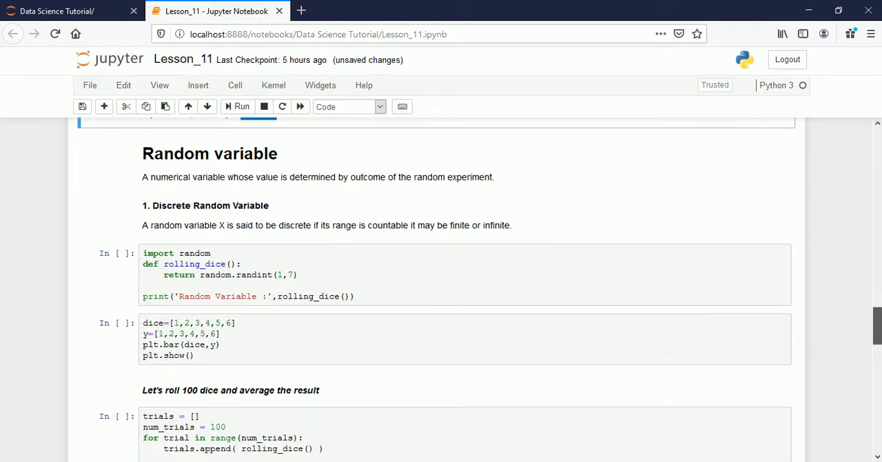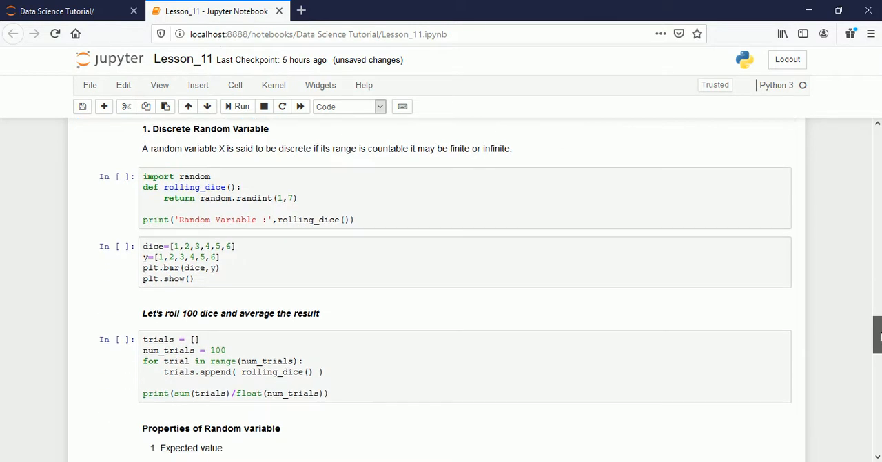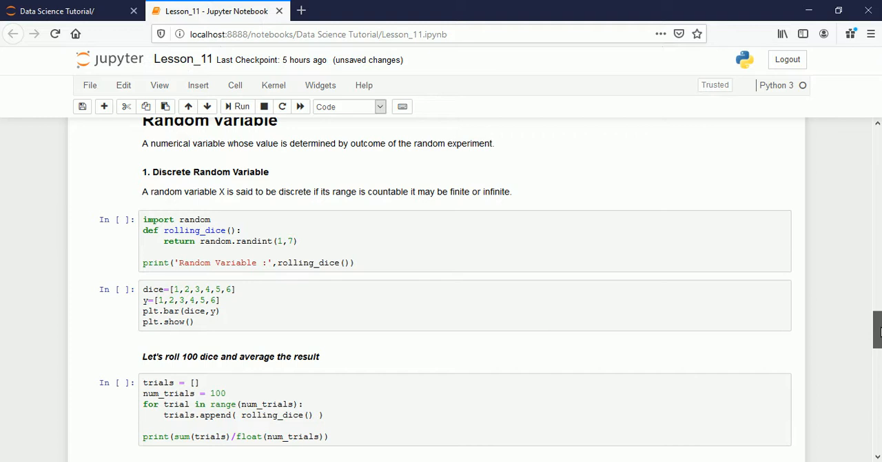Now then, we talked about random variables, friends. So what is a random variable? We said a random variable is a numeric value whose value is determined by the outcome of a random experiment. It is divided into two types: we have discrete random variables and continuous random variables.